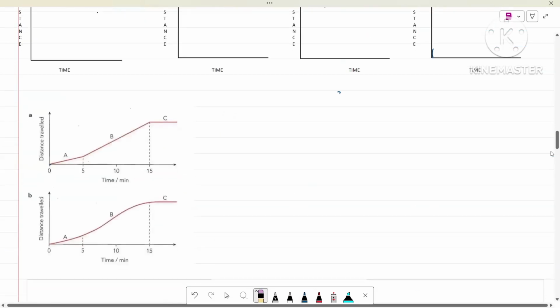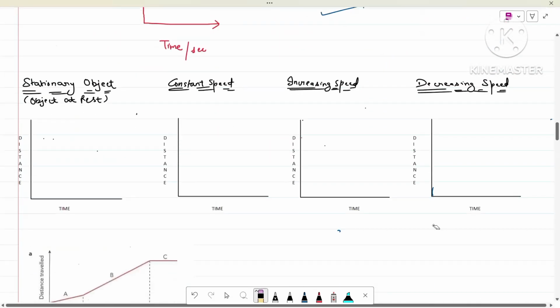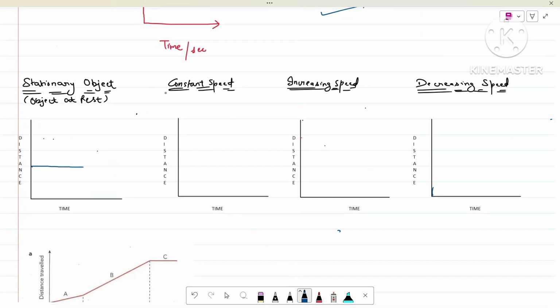Now we will discuss different types of distance time graphs. First, when the object is stationary, this means the object is not changing its distance with respect to time, so the graph will be parallel to the time axis. Second, the object is moving at constant speed. Speed is given by the gradient of the distance time graph, and constant speed means constant gradient. The gradient is not changing, so it will be a straight line. It can be a straight line passing through the origin if we consider the initial distance as 0. It can be this also.